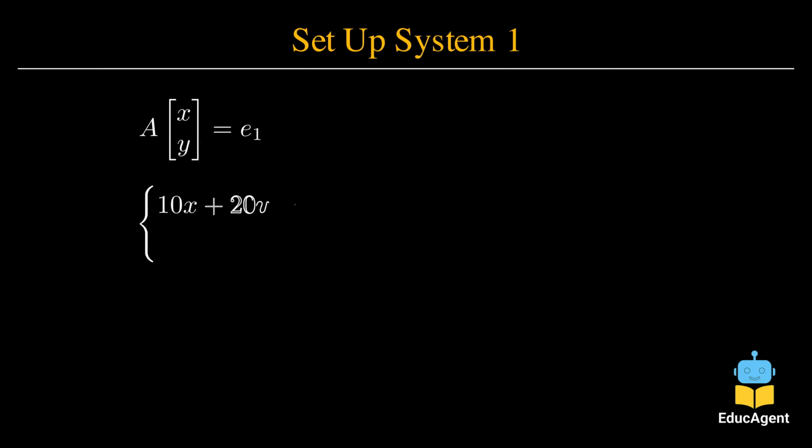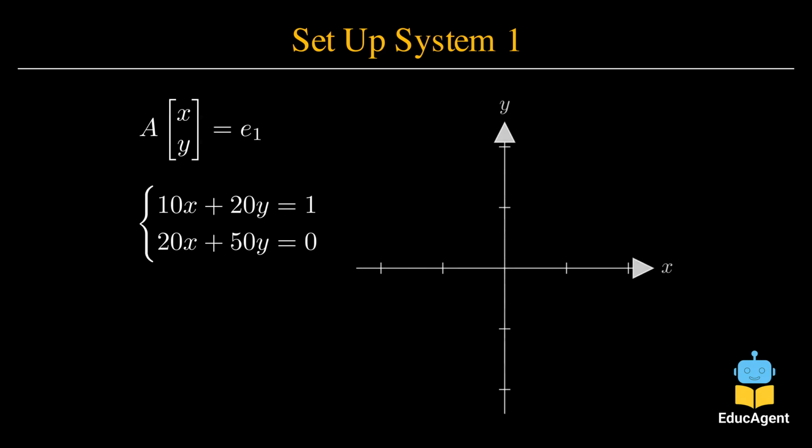Let's write the matrix equation as two equations in x and y. The solution, x, y, is the point where these two lines intersect.